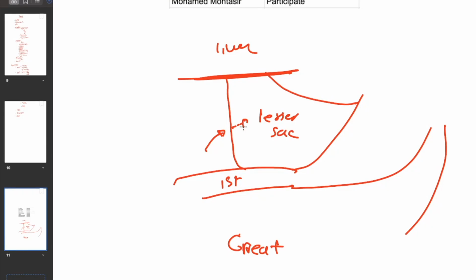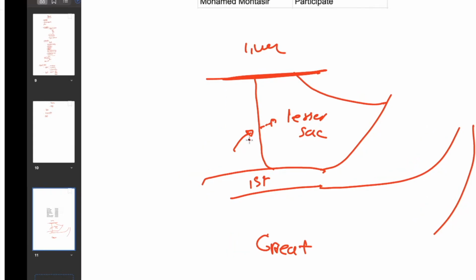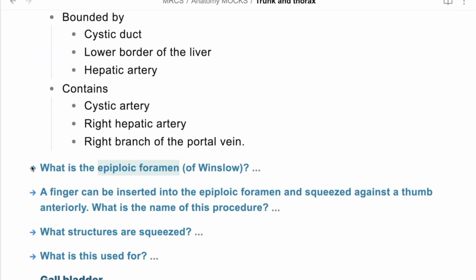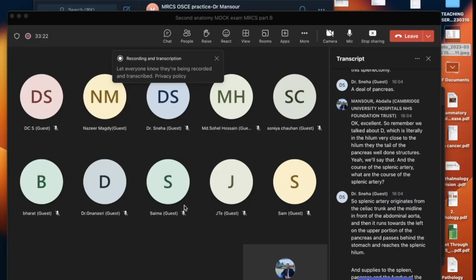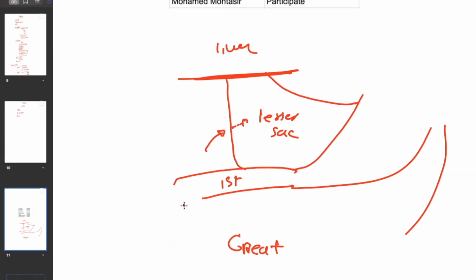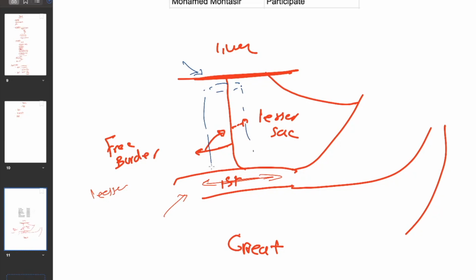If the question asks you to define it, what is that foramen, you just need to say it's the entrance for the lesser sac and it connects the greater sac and the lesser sac. In terms of boundaries, anterior is the free border of the lesser omentum, inferior will be the first part of the duodenum, superior will be the inferior border of the liver, and posterior will be the inferior vena cava, on the back.